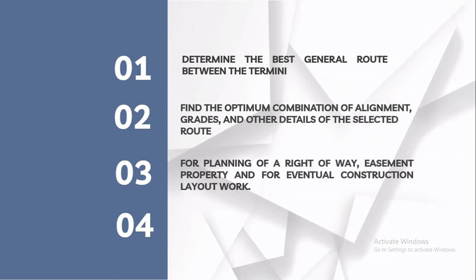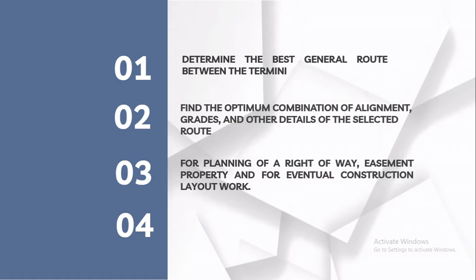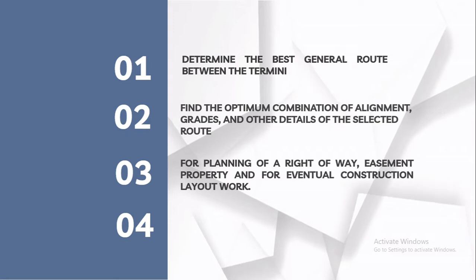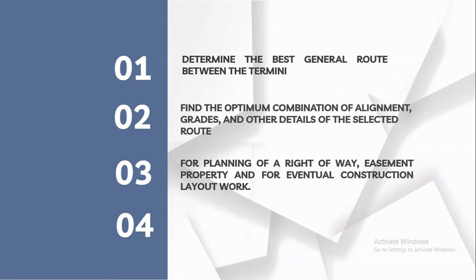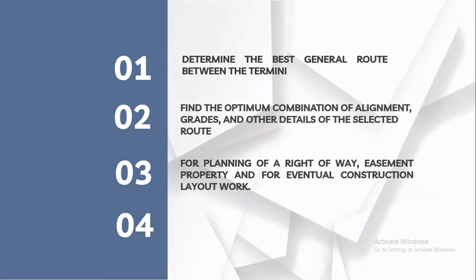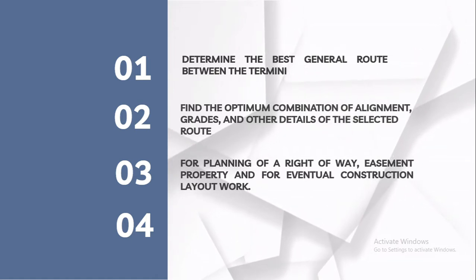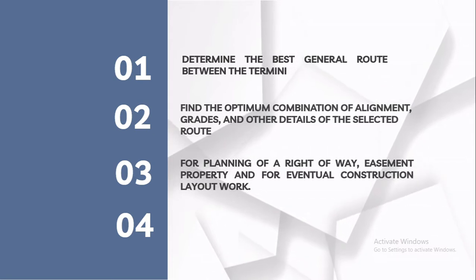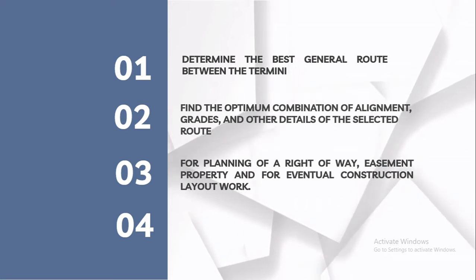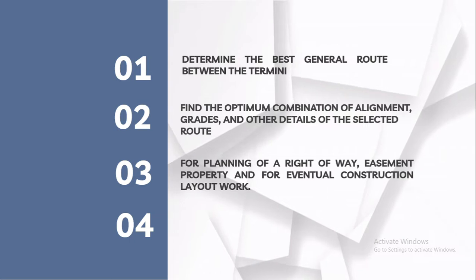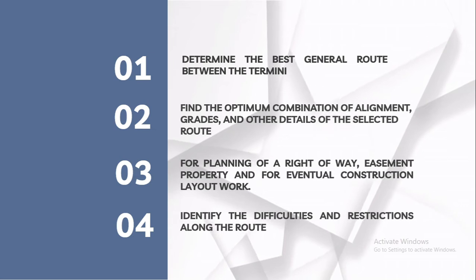Third, planning of a right-of-way, the acquisition of fee or easement property and for eventual construction layout work. The center line or right-of-way line is frequently used to determine the position of facilities inside the right-of-way. On the ground, a route survey is used to locate right-of-way lines, a center line, or reference lines in relation to property lines and topographical characteristics. Highways, transmission lines, waterways, ingress and egress easements will be surveyed for suitable position, monumentation, description, and platting, among other things.